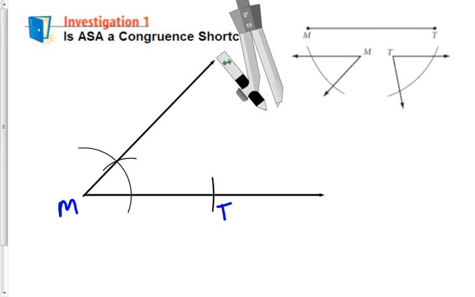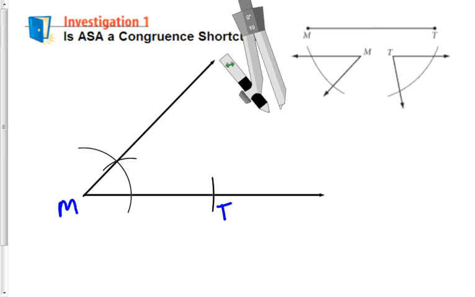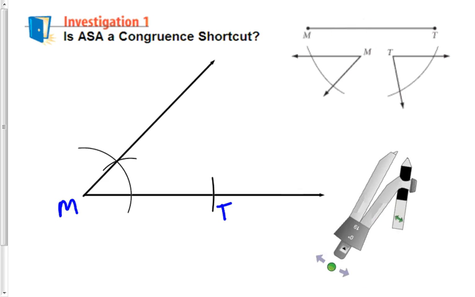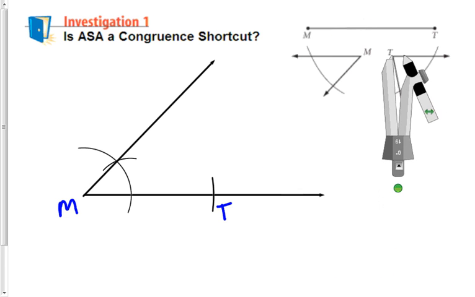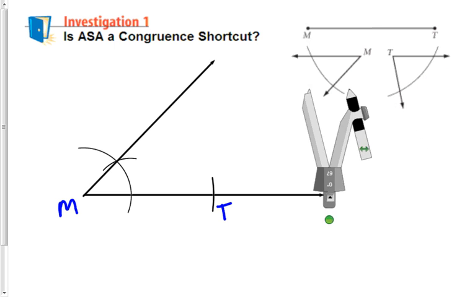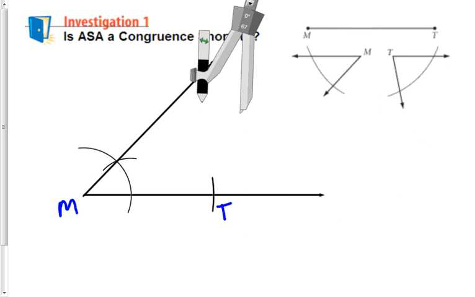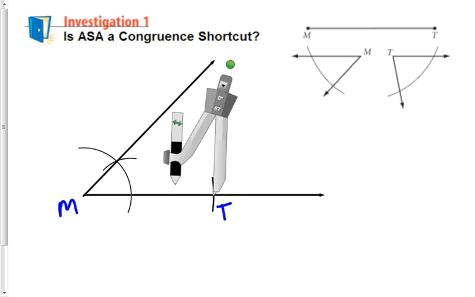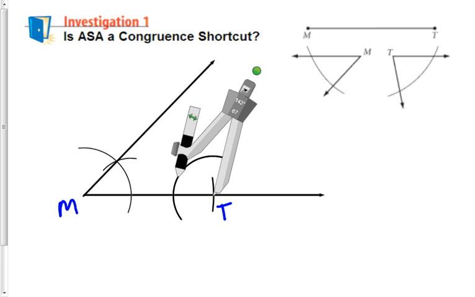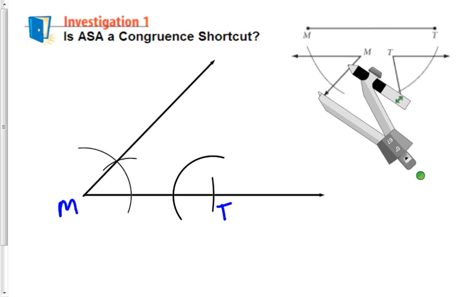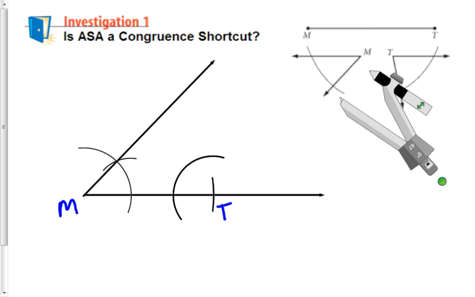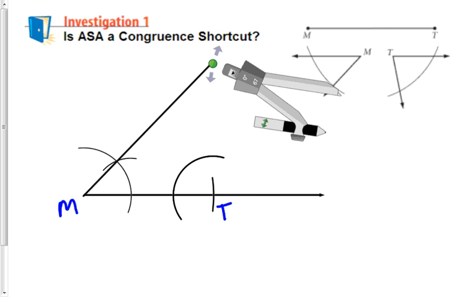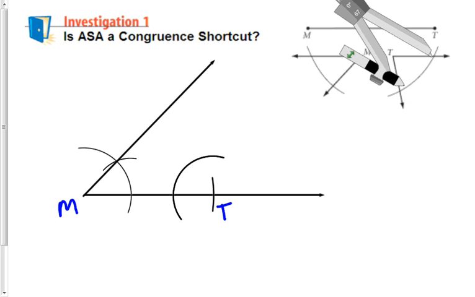And now I can duplicate angle T at point T. So I come over here, measure from vertex T out to the arc. Come down here, strike that arc all the way through. Come back up, measure the opening. This could get tricky with my smart board. Let's see. There we go. That worked out well.